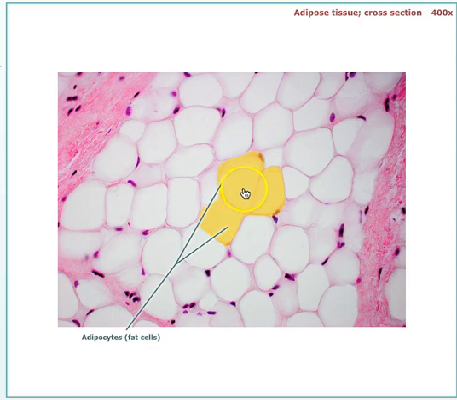Here's adipose tissue again. So you can see the nuclei, but look at all of these big open spaces. And there's something in there, fat's in there. It's just that this is how it shows up on the slide. So when you see this appearance, this is definitely adipose.